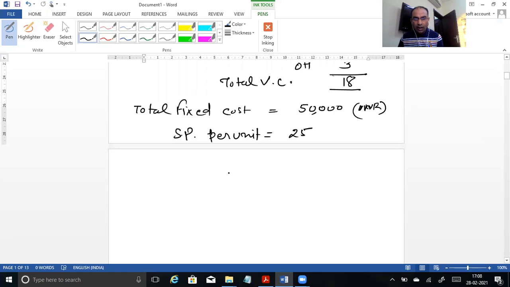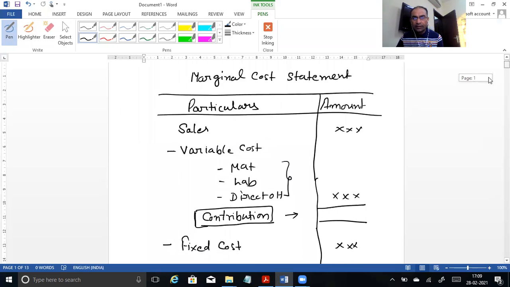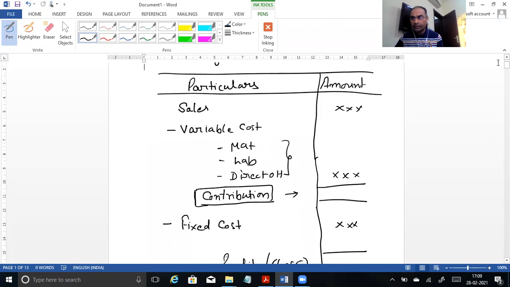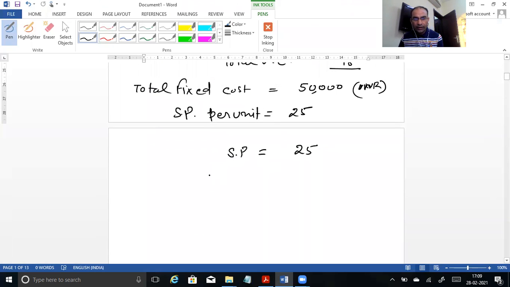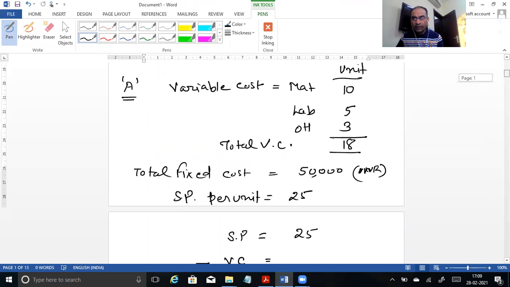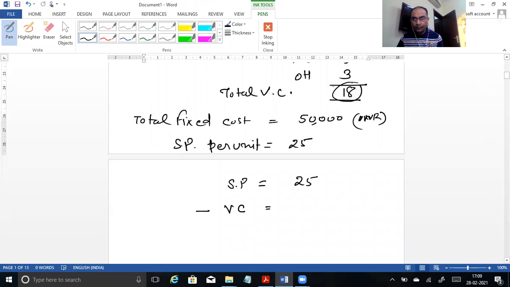So now let us prepare the marginal cost statement. So suppose I am selling only one unit. Selling price is 25. As you have seen previously, from selling price, we are subtracting the variable cost and we are getting the contribution, right? So same thing we are doing here also. Selling price 25. From selling price, I will subtract my variable cost. And as you see, our total variable cost is 18. So 18, I subtract, how much contribution am I getting? I'm getting 7. So this is my contribution, right?